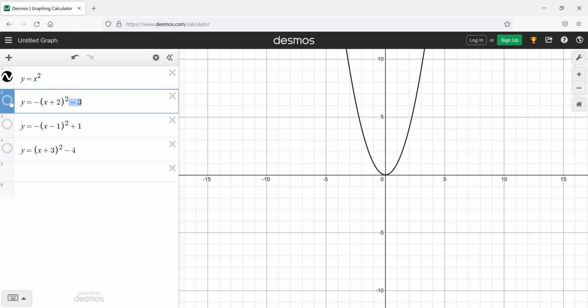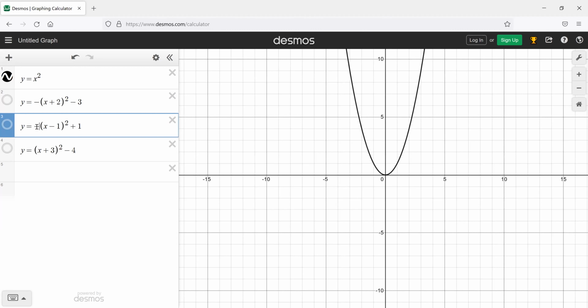So we're looking for left, flip, and down. There it is. It went left, it flipped, and it went down. Okay. How about the next one here? What do you see here? What does this minus 1 do? It'll move to the right 1.